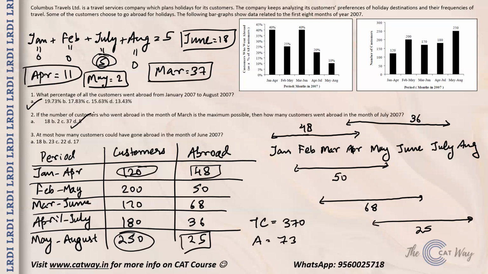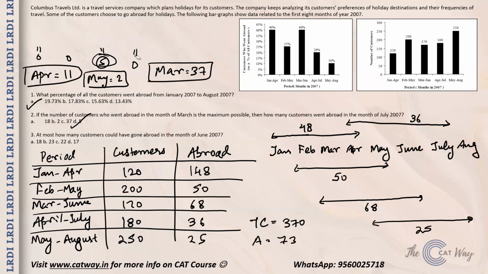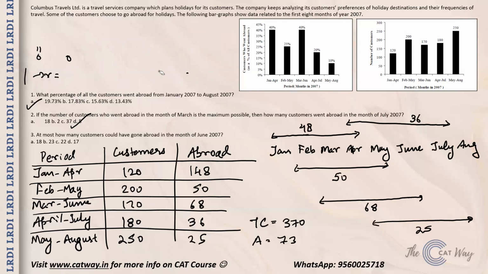And then talking about the third one that we have: at most how many customers could have gone abroad in the month of June? Okay, so at max how many customers could have gone abroad in the month of June we are talking about. Just a second, guys.